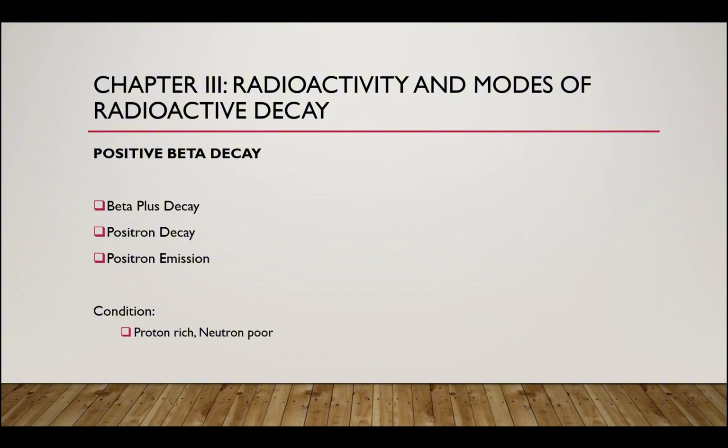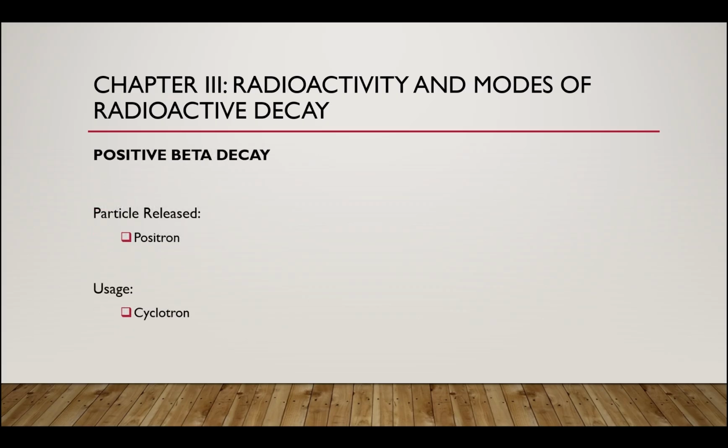Now, positive beta decay is basically the exact opposite of the beta minus decay, except that it produces a different particle of different charge. The positive beta decay can also be called beta plus decay, positron decay, and positron emission. A nuclide must have a proton-rich and neutron-poor nucleus. Negative beta and positive beta decay also differ in terms of their application.